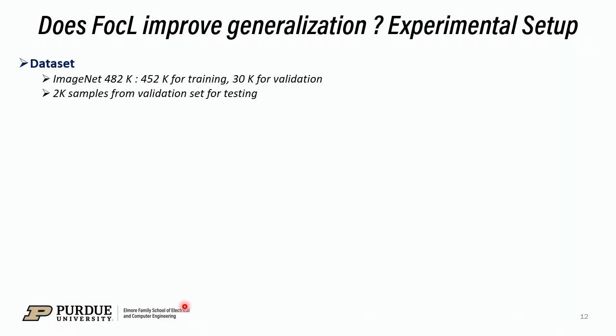So now we look into the generalization experimental setup, and for this we scale up to the entire ImageNet data set, which has all the bounding boxes. Out of 1.3 million samples, we only have a bounding box for 482K samples, and we perform our experiments on this. For testing, we again use the validation set, and we sample 2K samples for our testing.